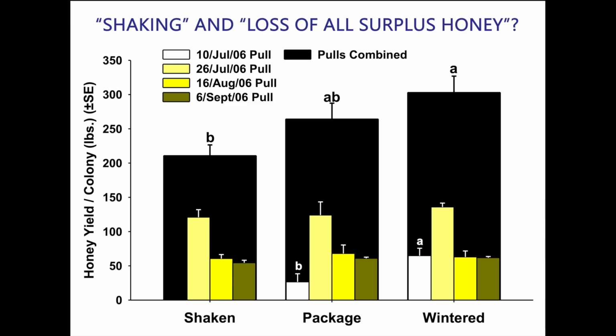And I broke it down into the different pull dates. The first pull was in July, and you can see the different pull dates. What happened with the shaken colonies is there was no honey to pull on the first pull date, but it caught up. You can see it made a little less honey than the packages, but it more than paid for itself.